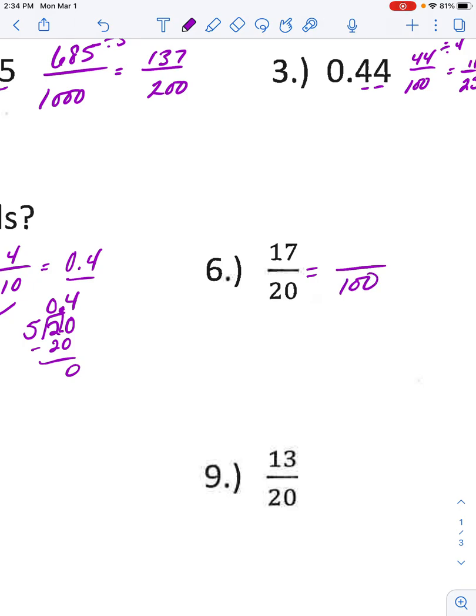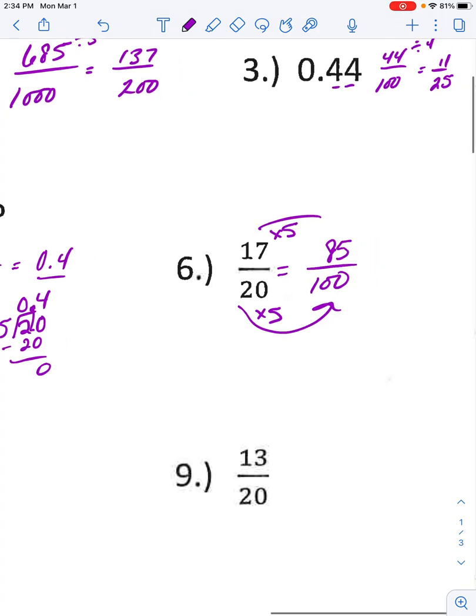17/20ths, I don't want to divide on that one, so I'm going to make it out of 100. Multiply by 5. 17 times 5 is 85 hundredths. How do I write 85 hundredths? 0.85.